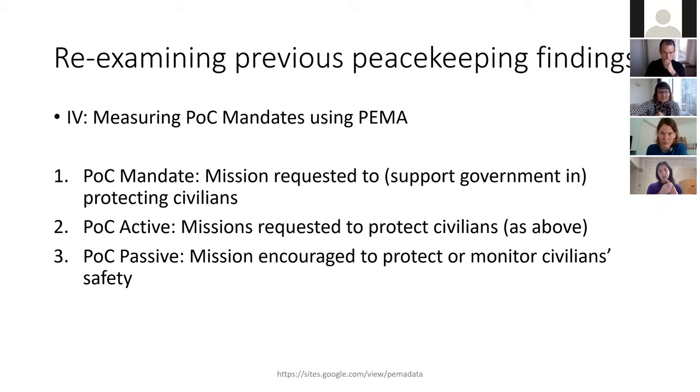And so this is a distinction that our levels of engagement and strength of the provision allow us to make. And we further play with the distinction by coding other two variables which distinguish protection of civilians that is active, which means the mission is requested to act to protect civilians, and passive protection of civilians, where the mission is asked to either monitor civilians, monitor and report oftentimes whether any violations occur against civilians, or encourages the mission to protect civilians or vulnerable groups. So it's a more softer provision, we would say. So this is how we measure that.